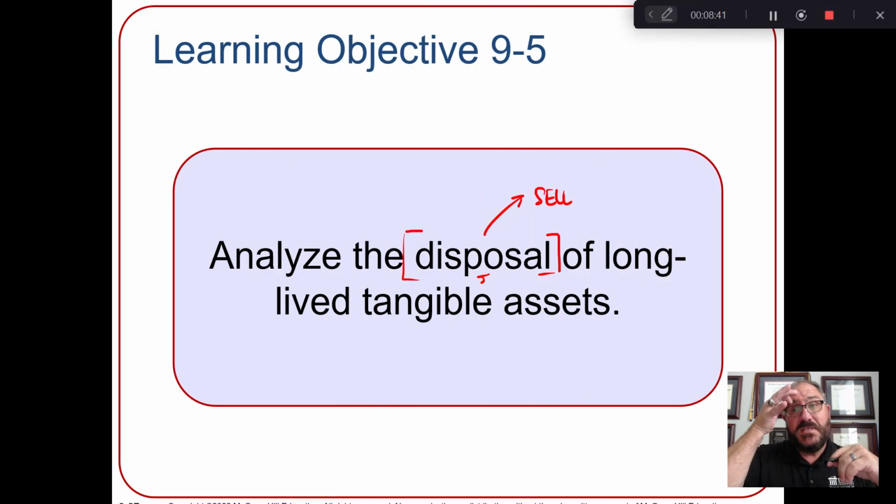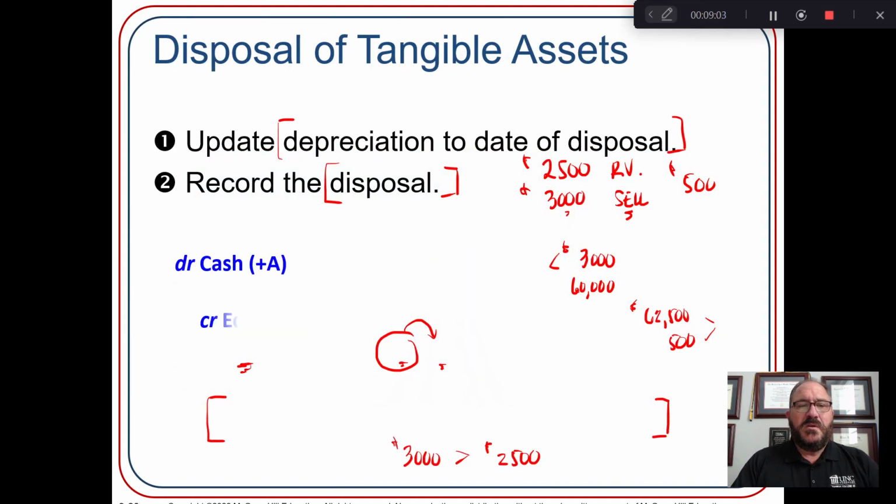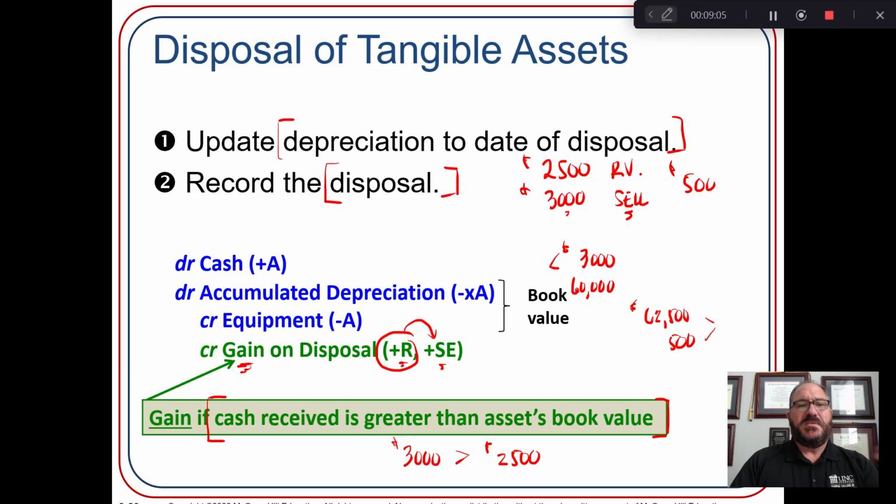All right, next thing we're going to take a look at is what happens when you dispose of long-term assets. So when they say disposing, they could be talking about selling, they could be talking about exchanging, they could talk about what's called retiring, just taking it off your books. So now we got to see, how does that work, okay? So here's what happens, okay? The first thing you have to do is you have to update your depreciation, okay? So for argument's sake, up to the date of disposal, right?